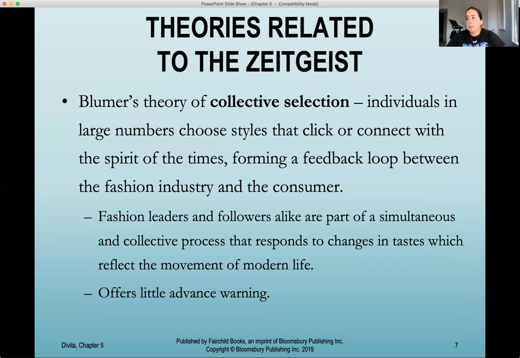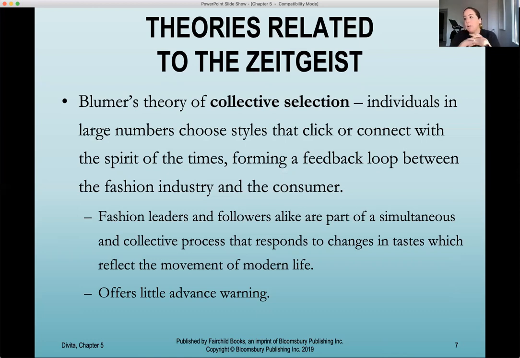Blumer's theory of collective selection, so you will have to know all of these theories. It explains that individuals in large numbers choose styles that click or connect with the spirit of the times. This forms a feedback loop between the fashion industry and the consumer, right? So a big group of people are essentially deciding to select or connect with something that aligns with the spirit of the times. So it aligns with how you're feeling, with how the economy is, with cultural change, right? A big group is deciding to band together and make these choices together.